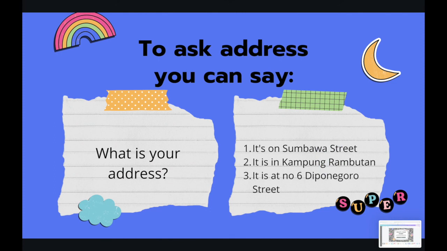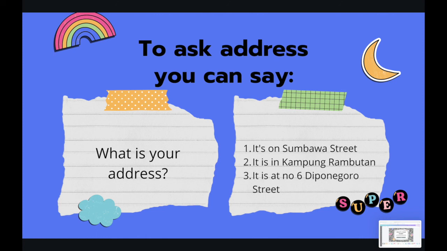To ask address, you can say, "What is your address?" Di mana alamat kamu? It is on Sumbawa Street. Atau it is in Kampung Rambutan. Atau it is at number 6 di Diponegoro Street. Nah, tadi seperti Miss bilang ya, kalau pakai on karena nama jalan. Jadi pakainya on. Nah, kalau di suatu daerah lingkungan, Kampung Rambutan ini kan bukan jalan ya, setahu Miss dia daerah. Nah, kita bisa pakai in.